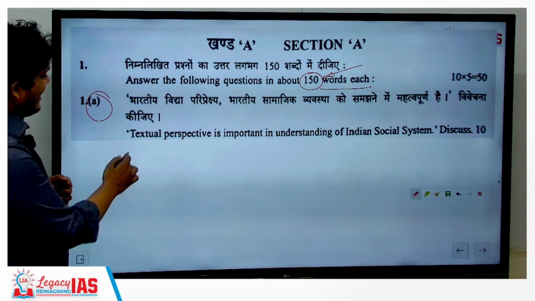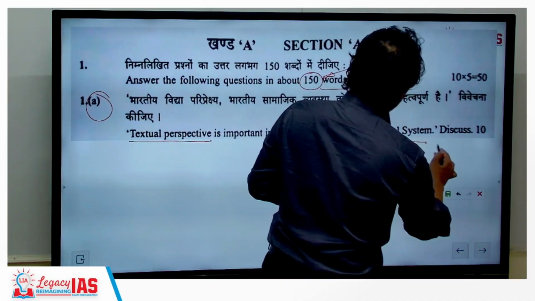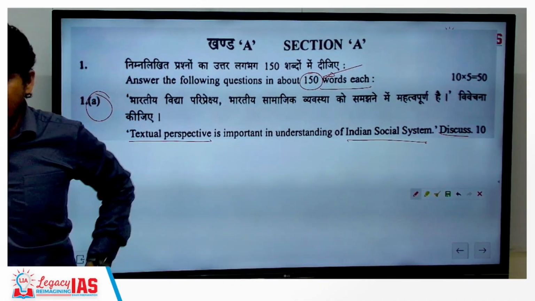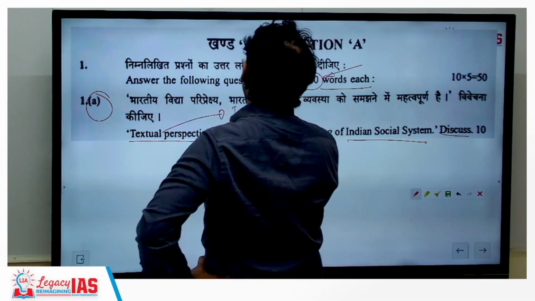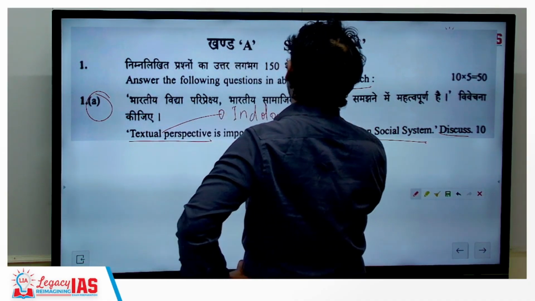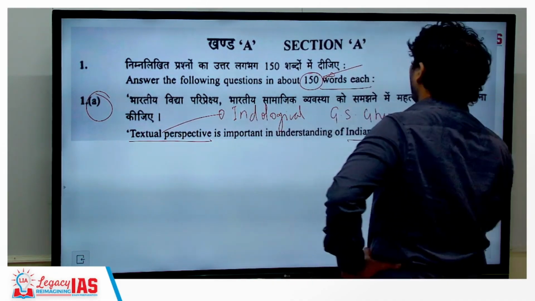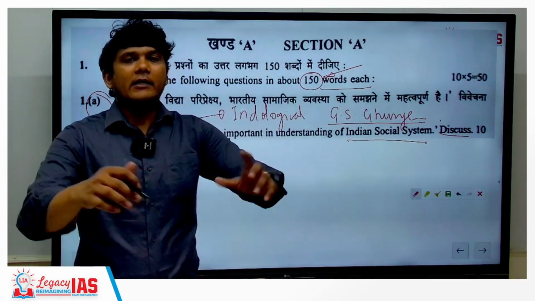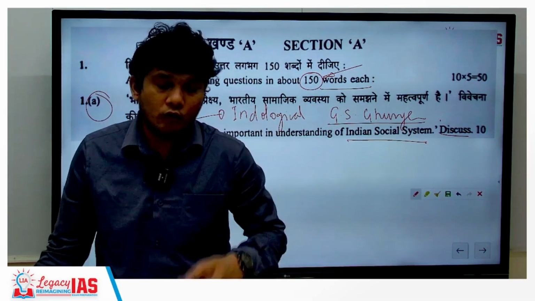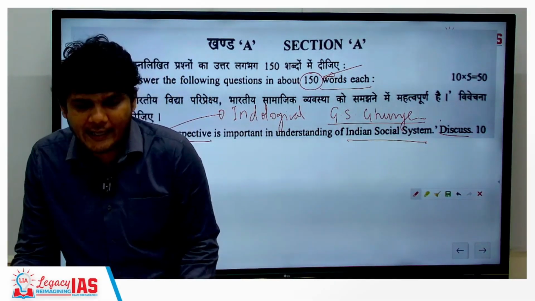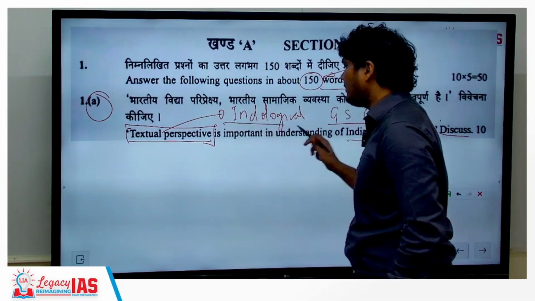What the question says is: textual perspective is important in understanding the Indian social system, discuss. So they are basically asking us about the textual perspective. You should know that the Indological approach of G.S. Ghurye is nothing but the textual perspective. In fact, he uses the Indian scriptures to analyze or study society. That means for his sociological analysis, he uses the Indian scriptures. So this is the textual perspective.